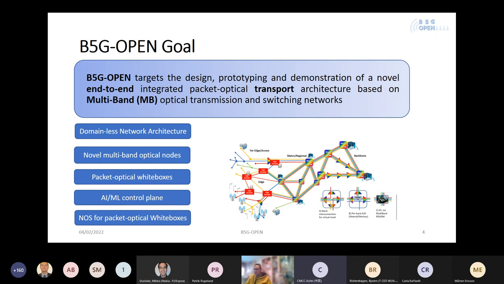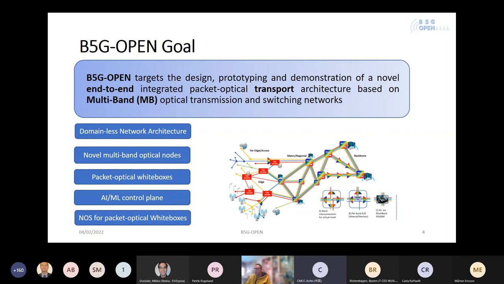In today's network, we are all separated in islands, in domains, and every time we need to go from one domain to another domain, we need to go up again to electrical, do processing, go back. So that is quite inefficient. Also, another big concept here in the project is the use of multiband. It is a technology that we will see that will enable us to address the capacity needs of future networks. Today we are, at least by now, okay. The packet optical white boxes. So right now, you know that they are completely two different worlds.